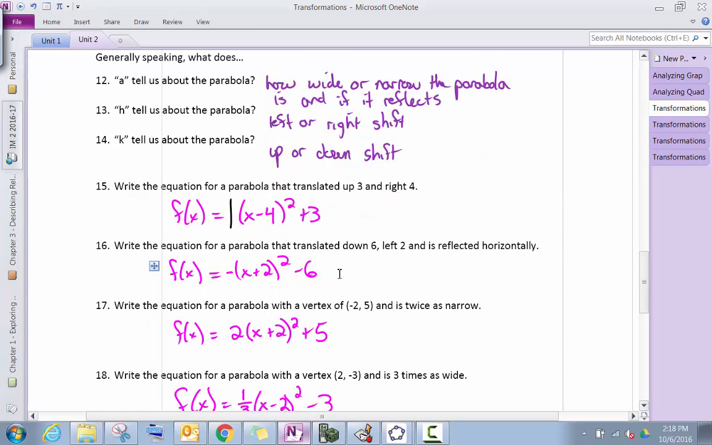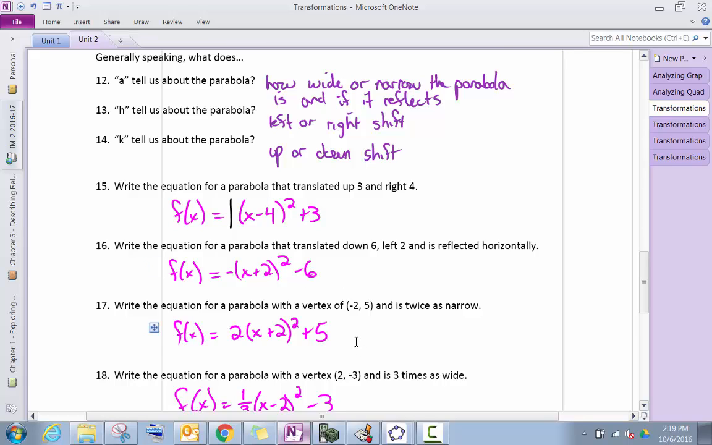Write the equation for a parabola that translated down 6, left 2, and it's reflected horizontally. Reflected horizontally means there's a negative in front. It's a negative 1. It didn't get wider or narrow. If it went down 6, it's minus 6 outside. And if it's left 2, it's actually x plus 2 squared, because it's the opposite of inside the parentheses.